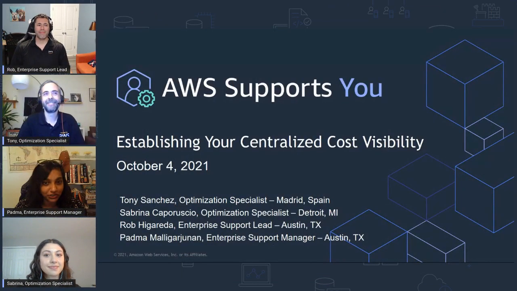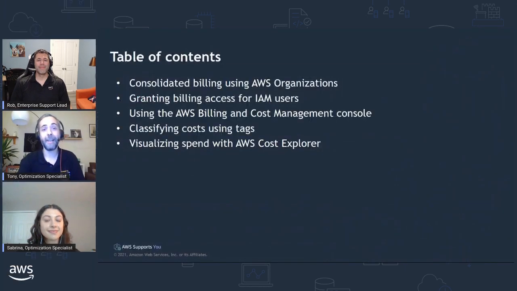Tony, can you walk us through what we're going to be talking about today? Absolutely. Thank you, Padma. And hello, everyone, and thank you for watching. So today we will cover the following topics. We'll first take a look at how to set your consolidated billing through AWS Organizations and how to create and allow users to see the organization's spend through Identity Access Management or IAM.